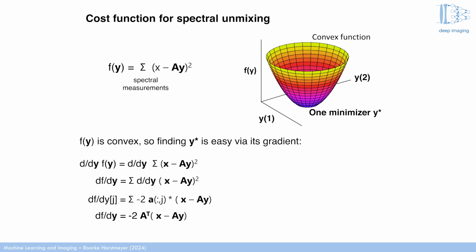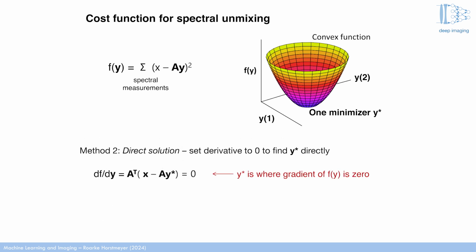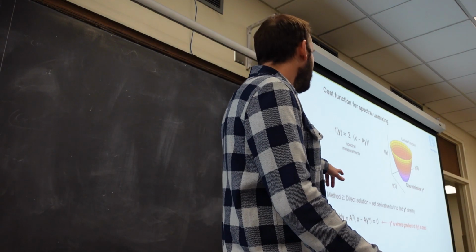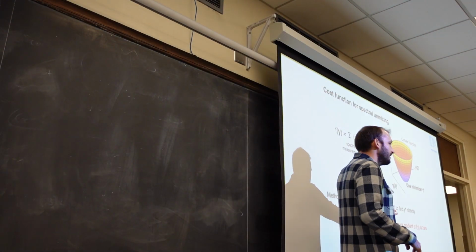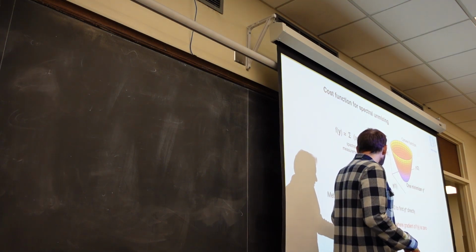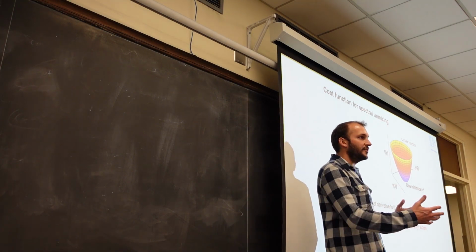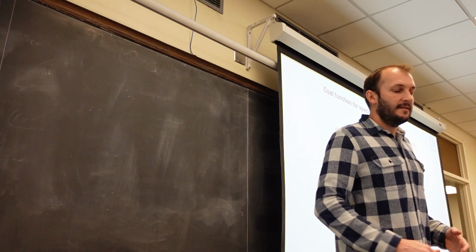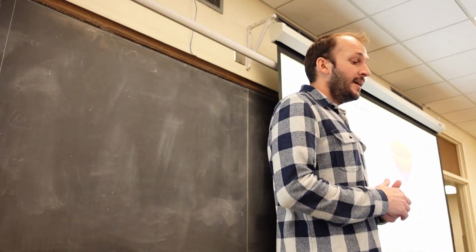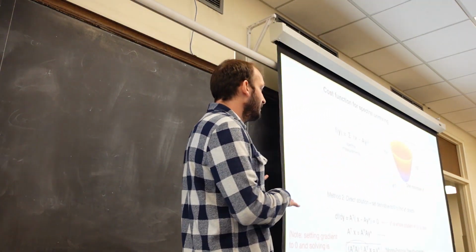We also saw in this example that you can kind of cheat, because it's an easy problem, and just set the gradient to 0. The gradient we derived is kind of like x minus Ay squared. You take the gradient, the square goes away, but the A needs to pop out through the chain rule. So that's the gradient. Set it to 0 and solve for y, moving things around.